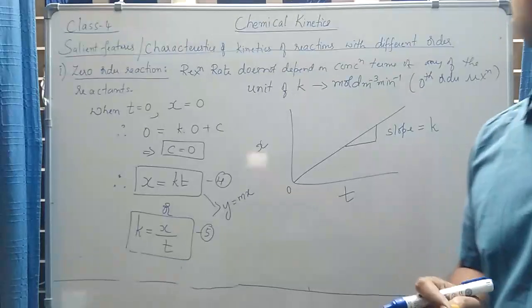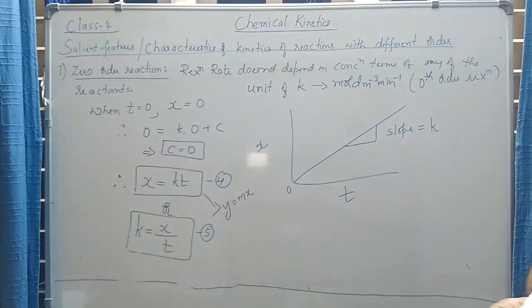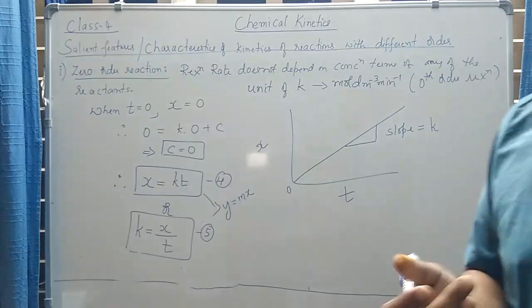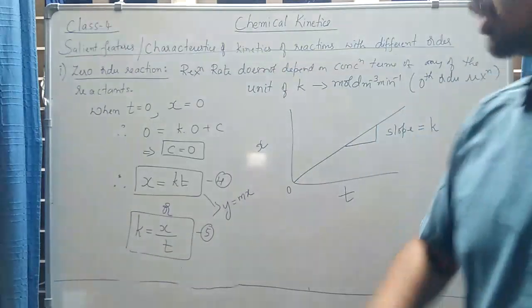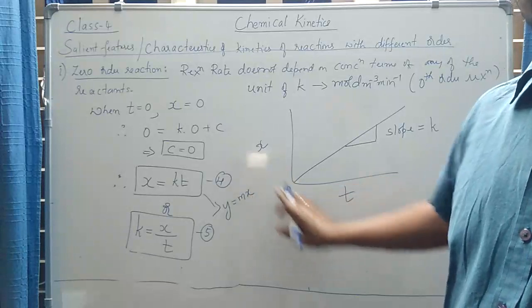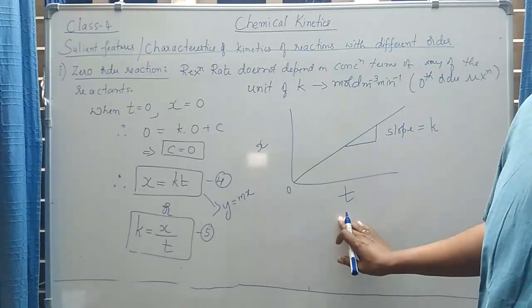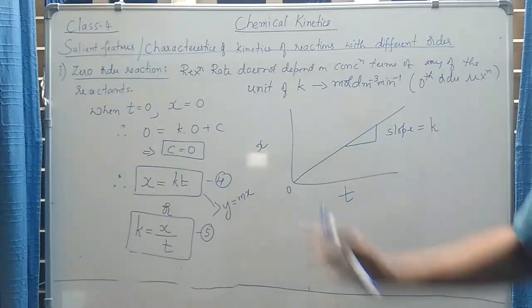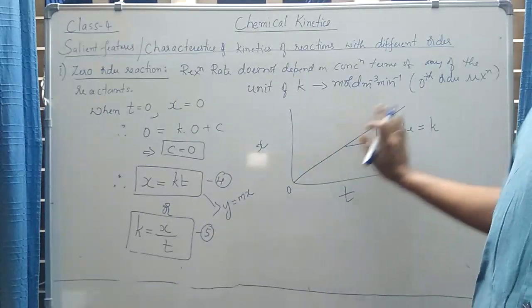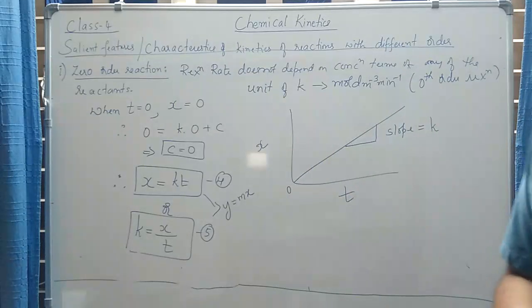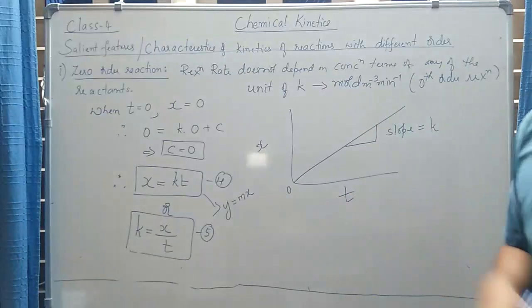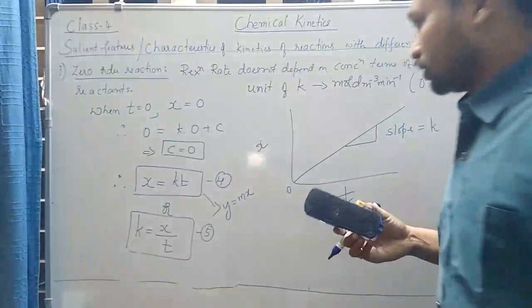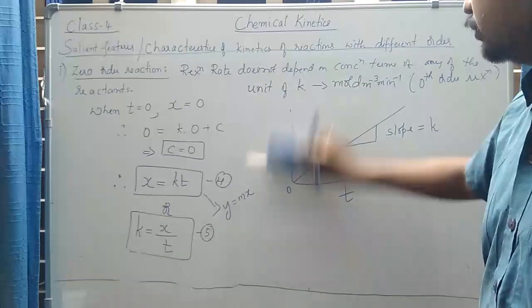On the other hand, if you are carrying out some new reaction and you are interested in knowing whether it is a zeroth order reaction, how can you find out? Measure the values of x at different time t. Plot x versus t. If you get this characteristic straight line passing through origin, it means it is a zeroth order reaction. Alternatively, you can have another plot.